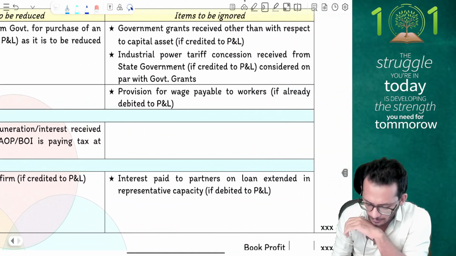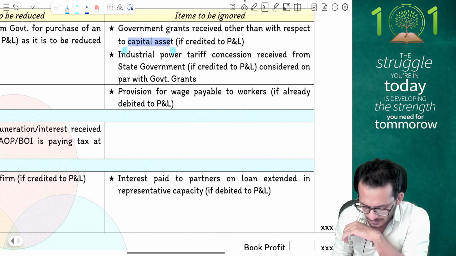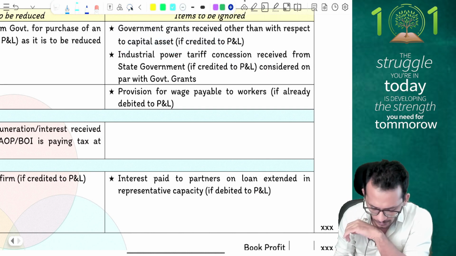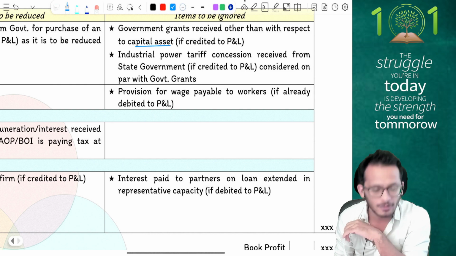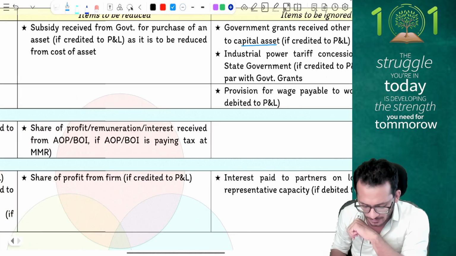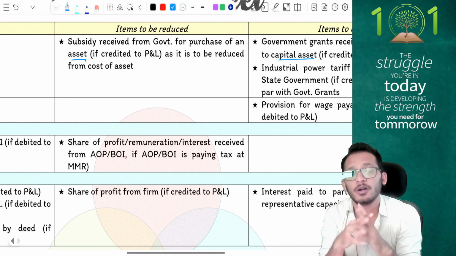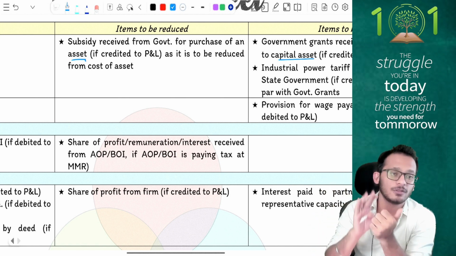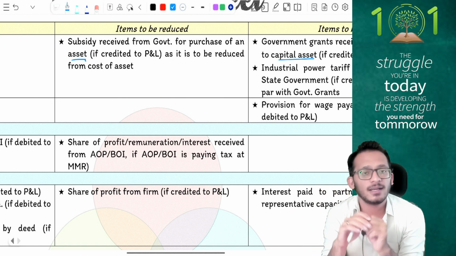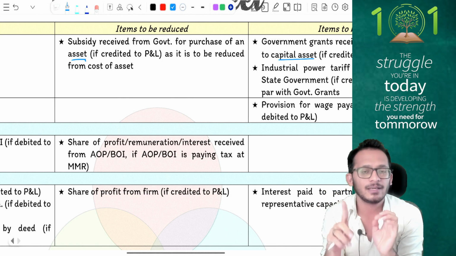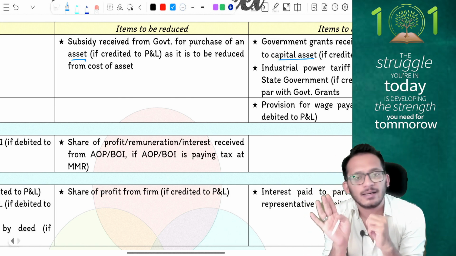That means if any government grant is received other than with respect to capital assets, it is already credited to the P&L account. You will ignore the adjustment because it should be part of my P&L account. But if it is a subsidy received from the government for purchase of a capital asset, then it should not be offered to income. It should be reduced from the cost of the asset. So if it is shown in the P&L item, you can reduce it from your P&L item and add it to your cost of the asset.